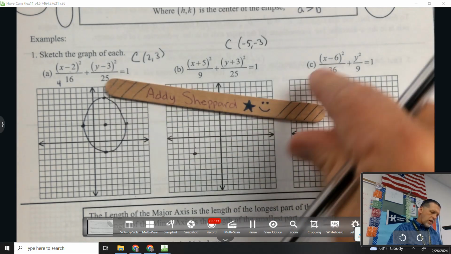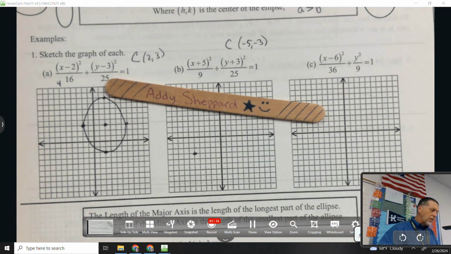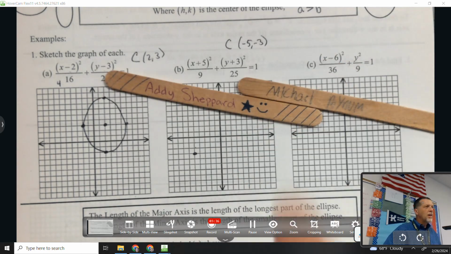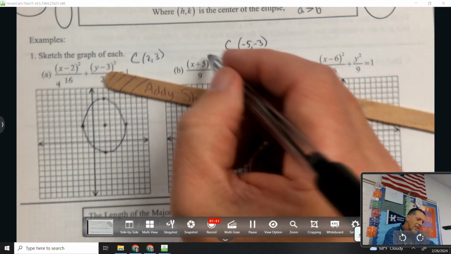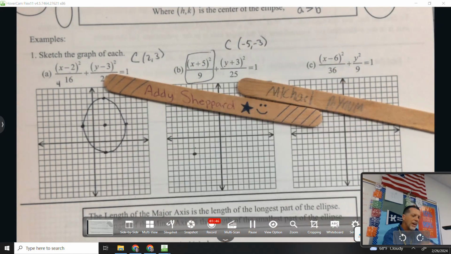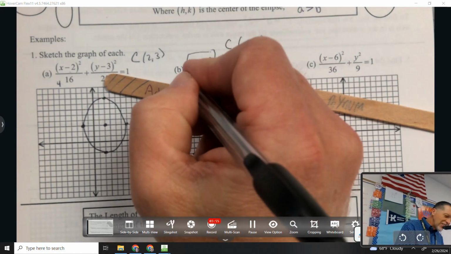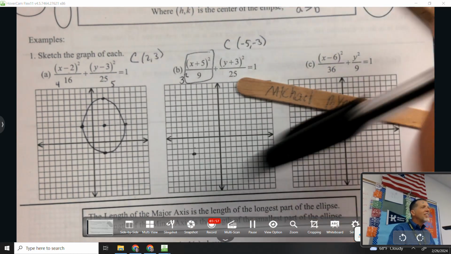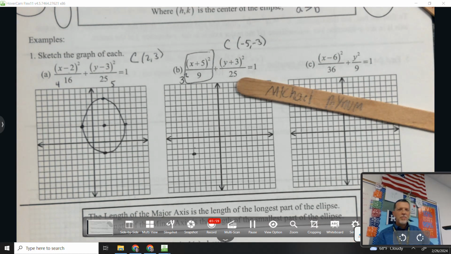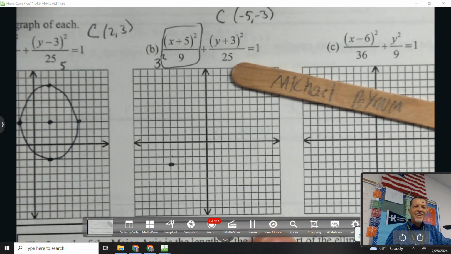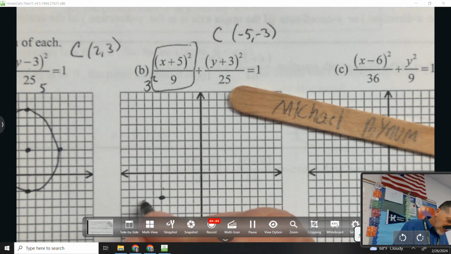Good. Abby, how many left and right should I go? There's my x stuff. Yes, but did you know that other than McKenna telling you? No. Okay. 3 squared is under the x, so we'll go 3 left and right.